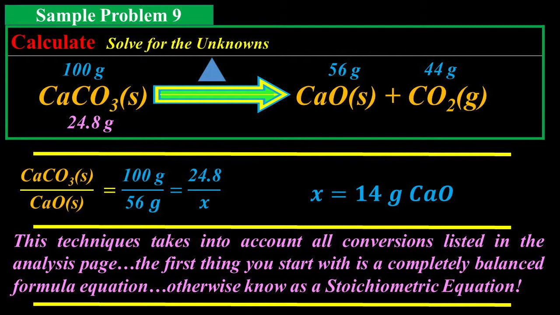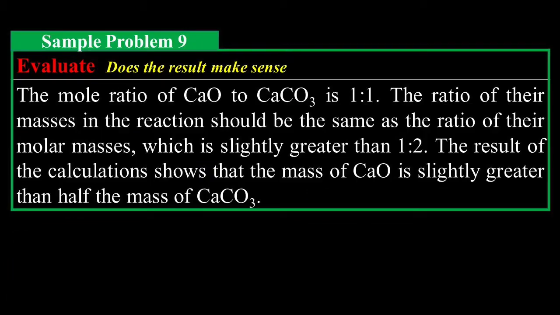This technique takes into account all conversions listed in the analysis page. The first thing you start with is a completely balanced formula equation, otherwise known as a stoichiometric equation. So, the question asks you to determine the theoretical yield, and we're saying that the theoretical yield, rounded to one's place, is going to be 14 grams of calcium oxide.